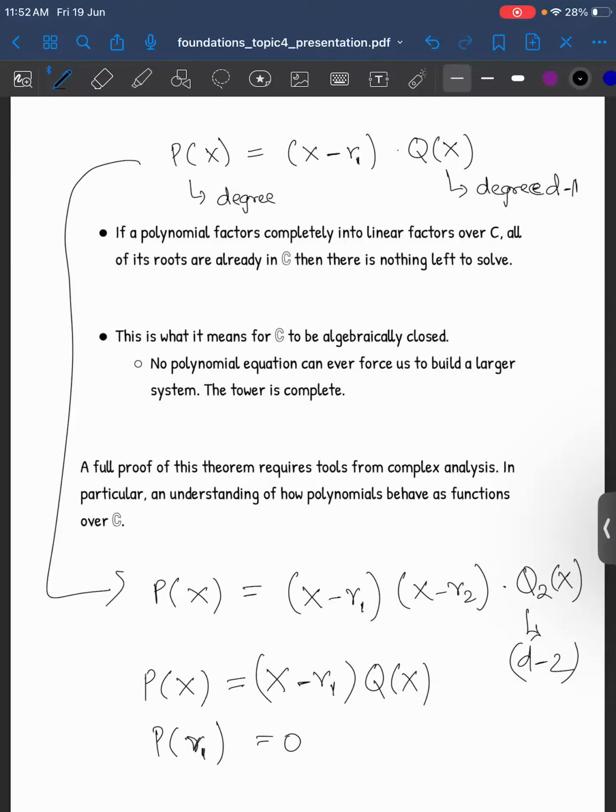A full proof of this theorem requires tools from complex analysis, in particular an understanding of how polynomials behave as functions over the set of complex numbers. For now, we state it as a fact and conclude that the number system we have been building, equation by equation, terminates here. In the next video, we will finally see how the cardinality of the set of rational numbers and the set of real numbers compares to the set of natural numbers.